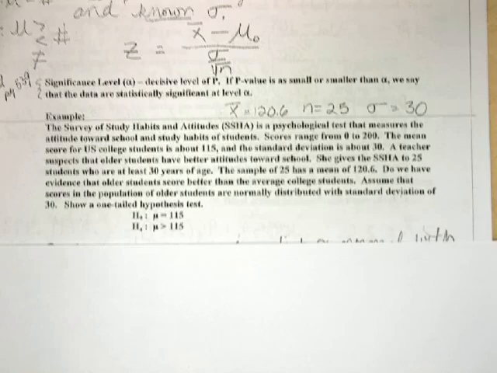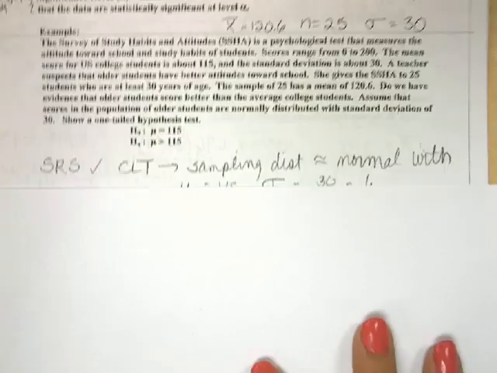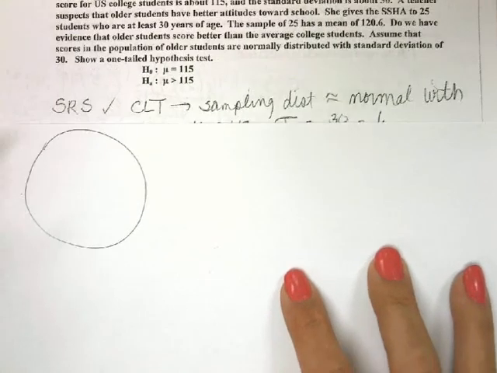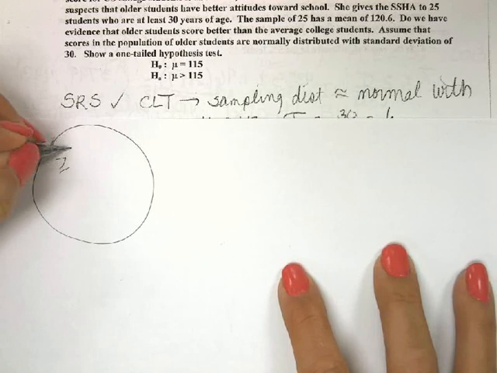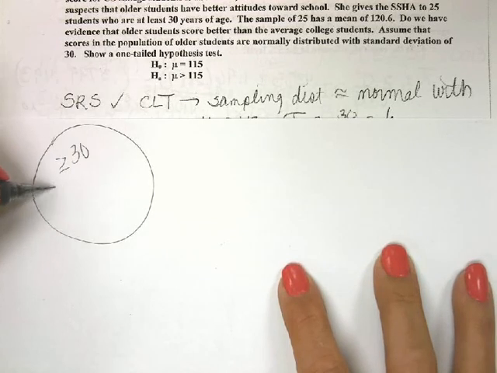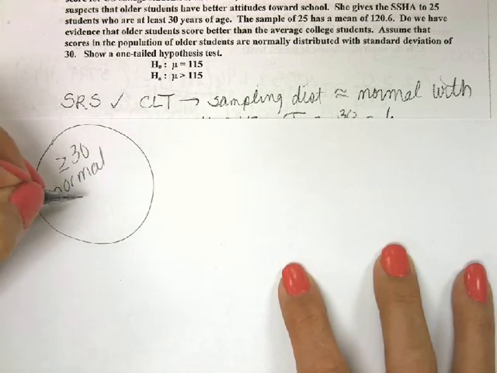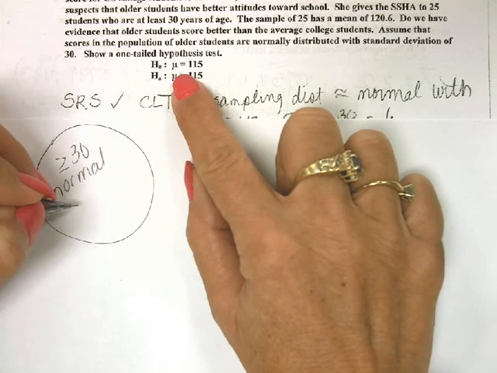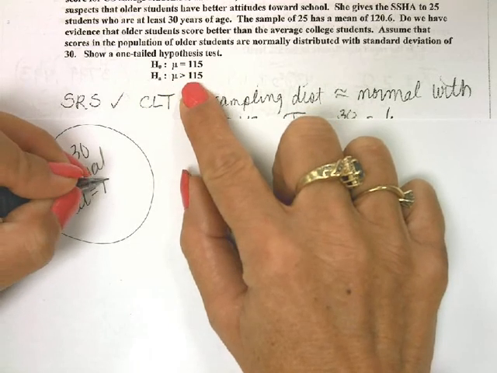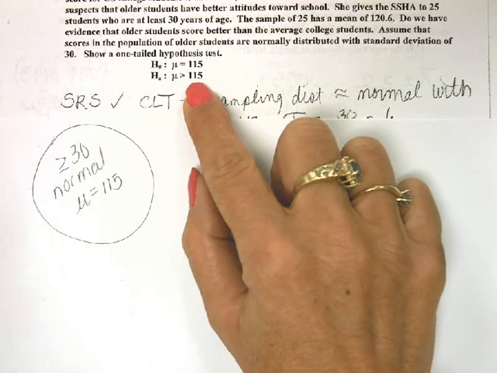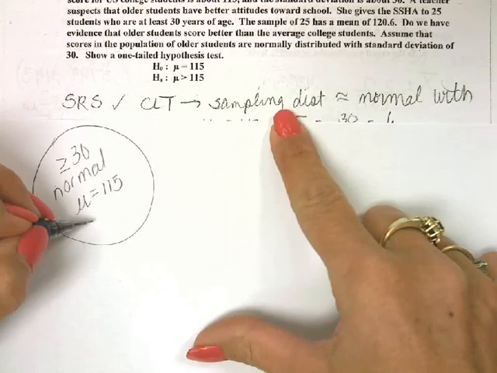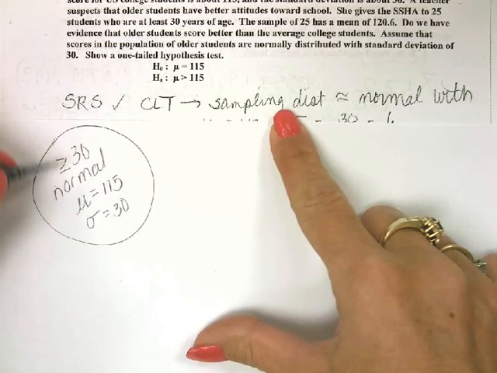So the basic setup is this. We are going to assume that these people who are 30 or older have a normal distribution for their test score for this test. We are going to assume that they are no different from what the average college population is. We're going to assume that they will score 115 points on this test on average, and that the standard deviation of these scores is 30. And again, that's for an individual student.